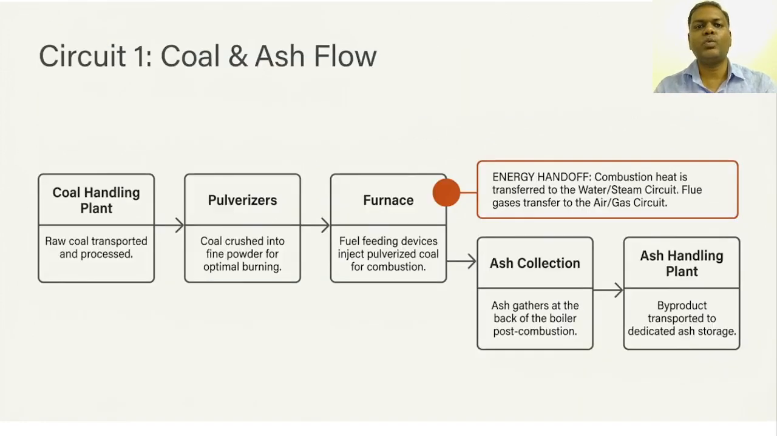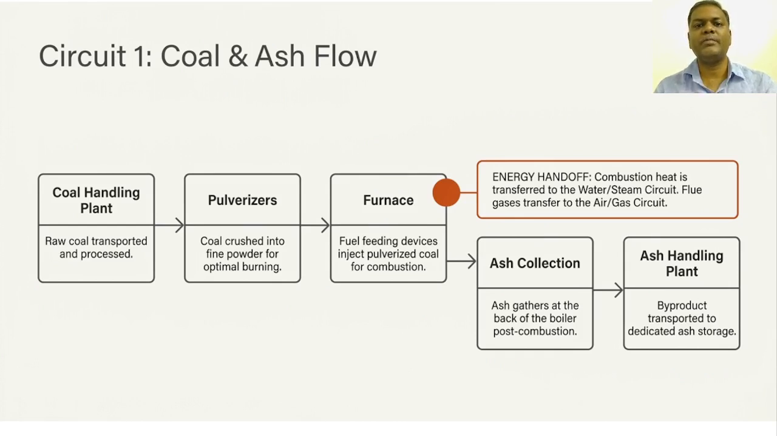In circuit 1, the first point is the coal handling plant. Normally in India, we have coal in the northeastern states, they are West Bengal, Odisha and then Madhya Pradesh. Not only that, in our Tamil Nadu, we have coal in Neyveli Lignite Limited. From that coal, we have coal handling plants. In the coal handling plant, the coal is collected and given to the pulverizer process. In the pulverizer, the coal is crushed into fine powder for burning purposes.